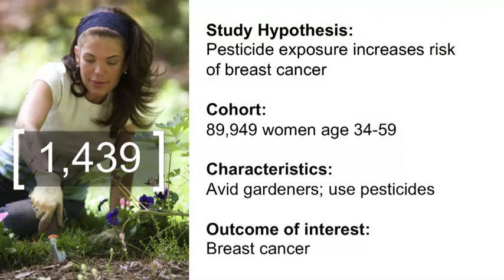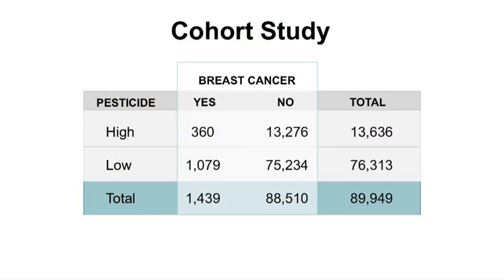What would these data look like if we were doing a cohort study? Here's our cohort study data, which would be great. But what's the problem with our cohort study? Quantifying pesticide levels in the blood is very expensive. It's not practical to analyze all 89,949 blood samples. To be efficient, analyze blood on all cases, 1,439, but only analyze blood from a small sample of the women who did not get breast cancer, say 2 times as many cases, or 2,878.